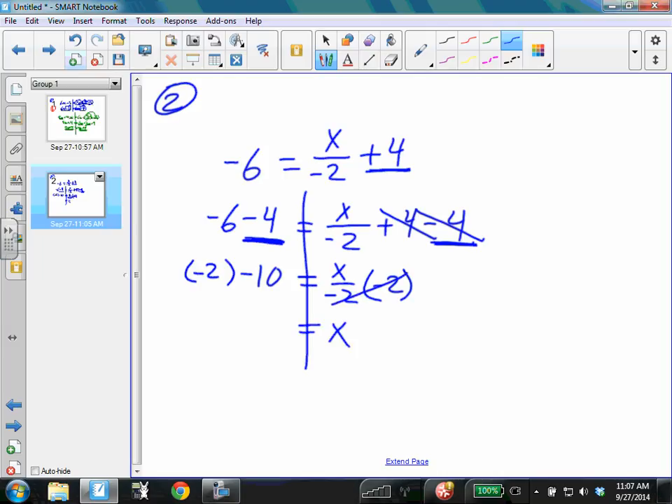the equation. And on the left-hand side of the equation, make sure you know this is multiplication, right? I'm doing negative 2 times the negative 10. Don't confuse that for subtraction. So negative 2 times negative 10 is going to give me a positive 20. Okay, so the answer to number 2, x equals positive 20.